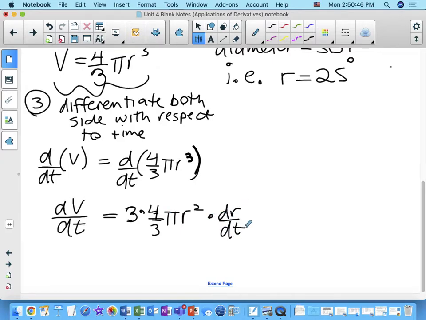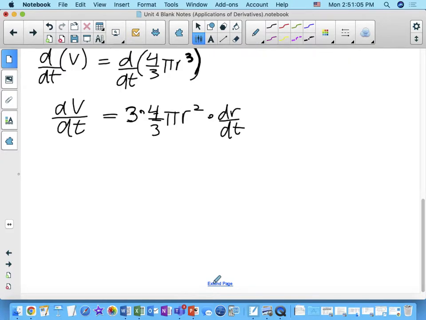The reason we have to multiply by dr by dt is, again, because we're not differentiating the left side with respect to r. We're differentiating both sides with respect to t. And then these cancel. So we're going to get dV by dt equals 4 pi r squared times dr by dt.